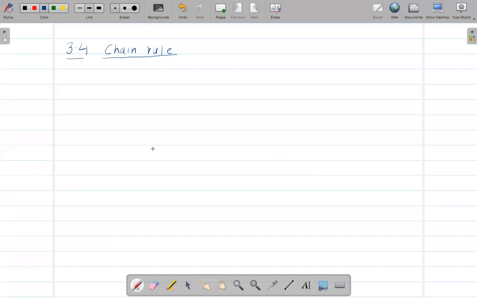Hello everyone, this is now section 3.4, which is about the chain rule. Before we go into this section, first we need to know about composite functions.